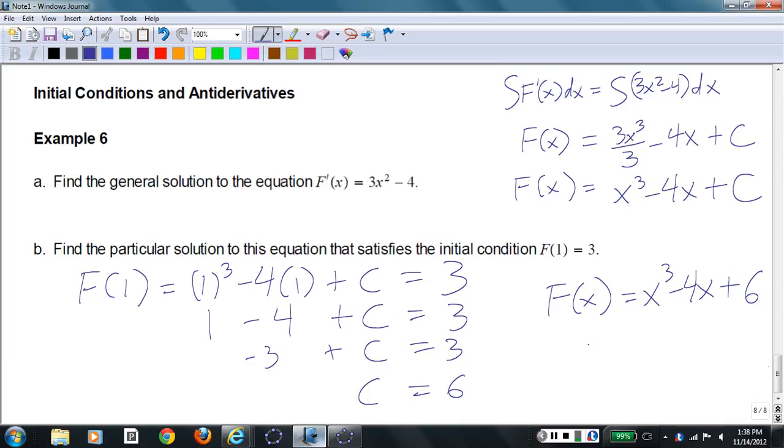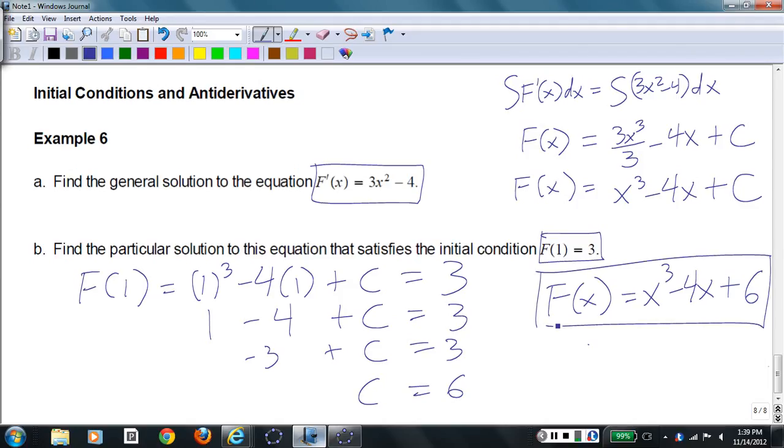So basically there's knowledge of what the derivative of the function is, and there's also the knowledge of what the value of the function is at one particular number in its domain. So this is the answer that we want.